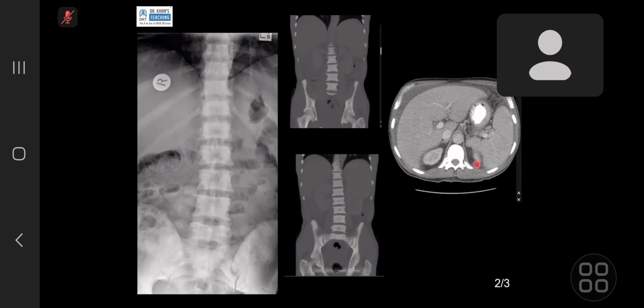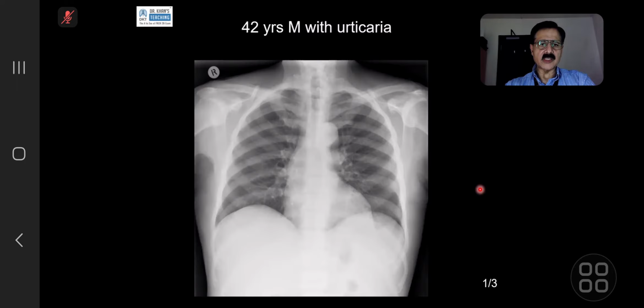Now, lymphadenopathy. Now, what comes to your mind? This is a 42-year-old.